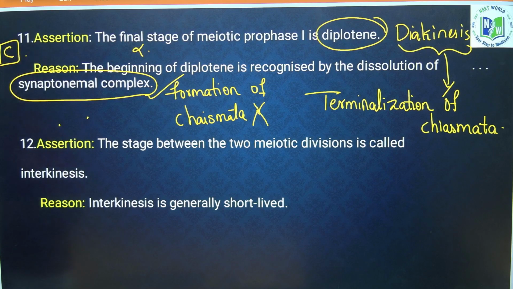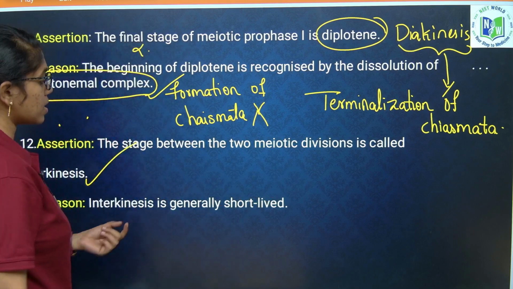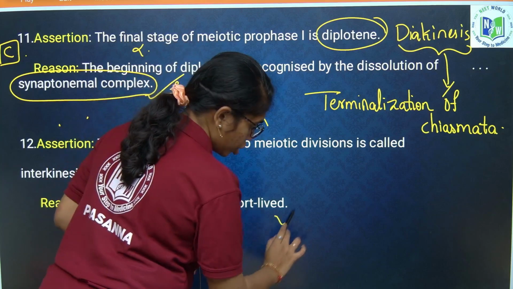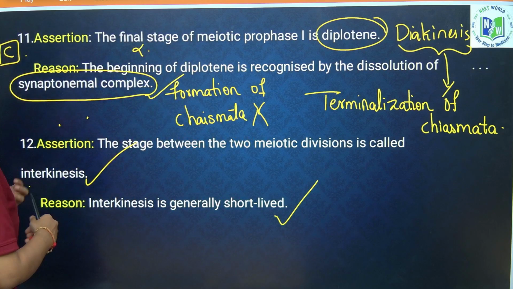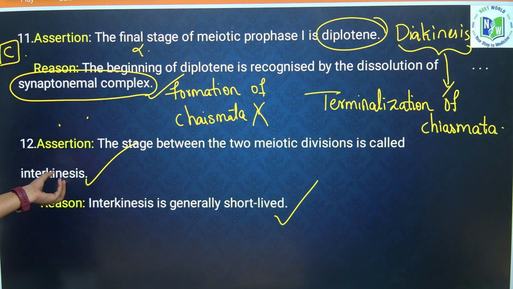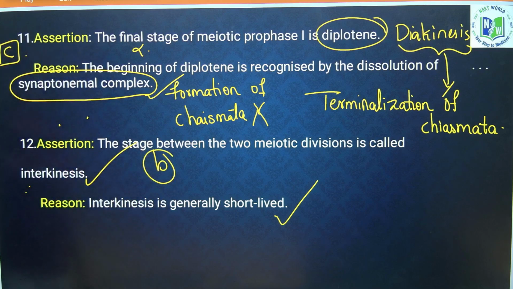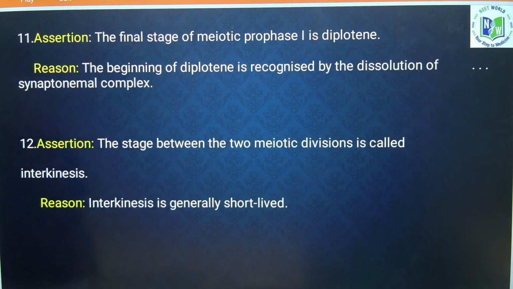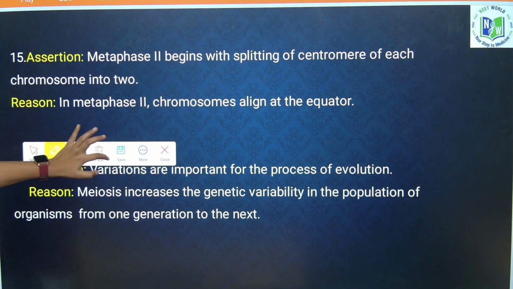Okay. Next, the stage between two meiotic divisions is called interkinesis. Interkinesis is generally short-lived. Of course, the two statements are correct, but here in the reason there is no explanation of interkinesis given, so our option will be B. Okay. Next, metaphase 2 begins with splitting of the centromere of each chromosome into two.